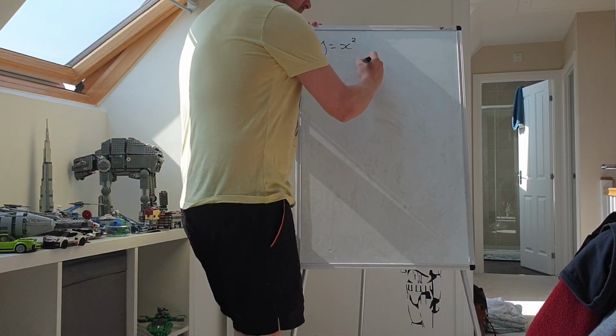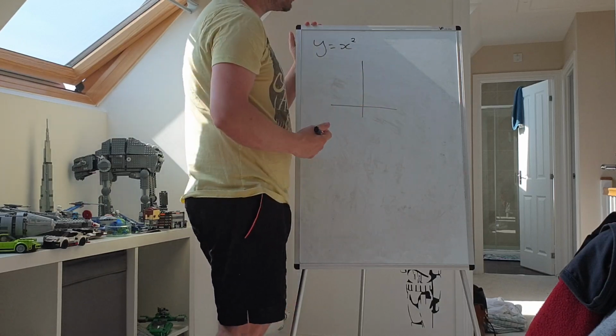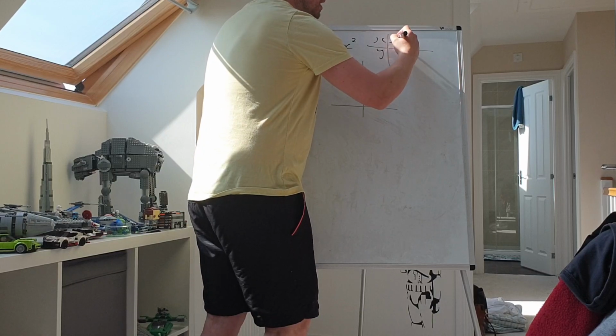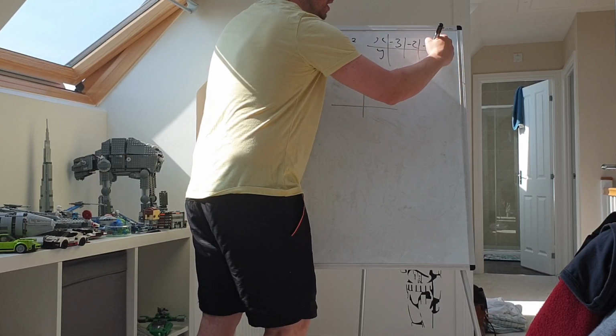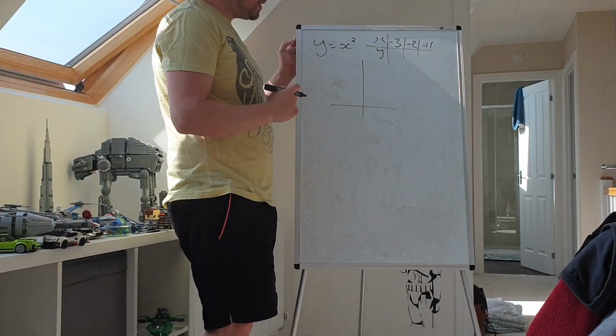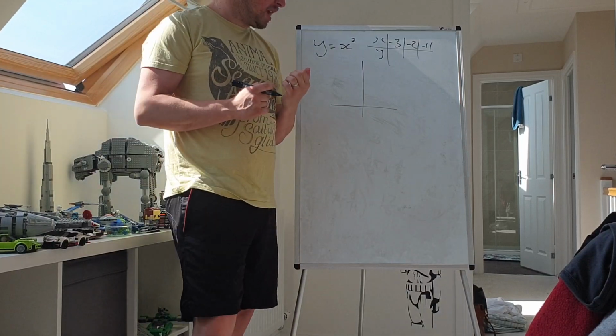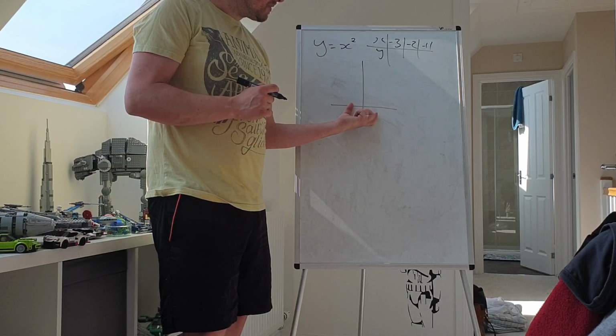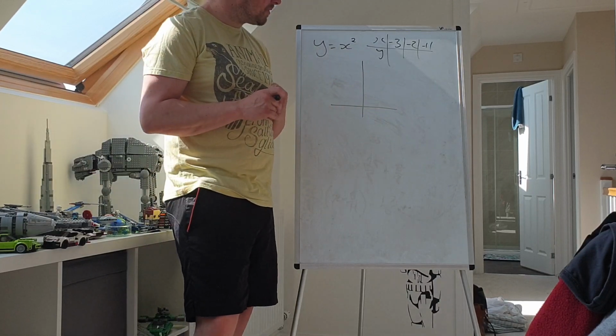So in A-level we're not going to do a table of results, which you sometimes do at GCSE. So you could do x and y, have -3, -2, -1, and fill in the y values. Instead, we're going to have a look at three things. We're going to find out where it goes through the y-axis, where it goes through the x-axis, and also the minimum point of the curve.